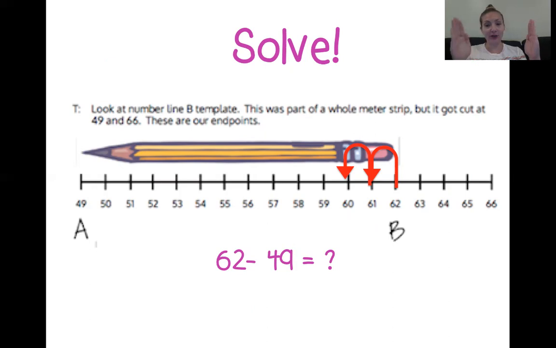So 62 minus 49. So I'm going to ask you to solve this too and tell me how long the pencil is. Okay? So now that you're finished watching the video, get to work, make sure you have your own paper and pencil, and do your best.